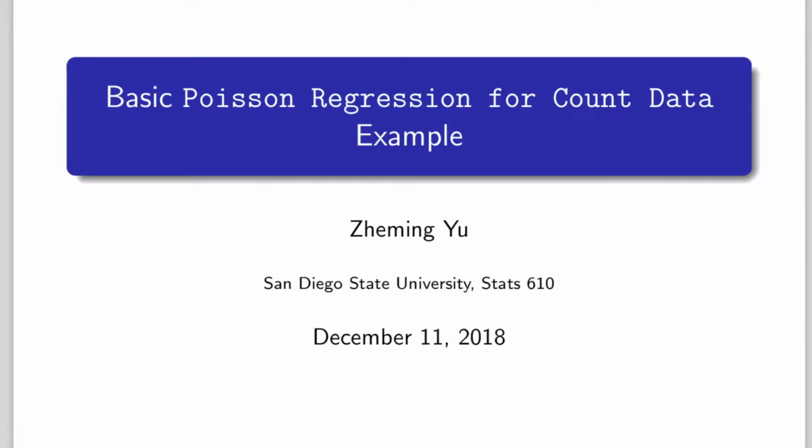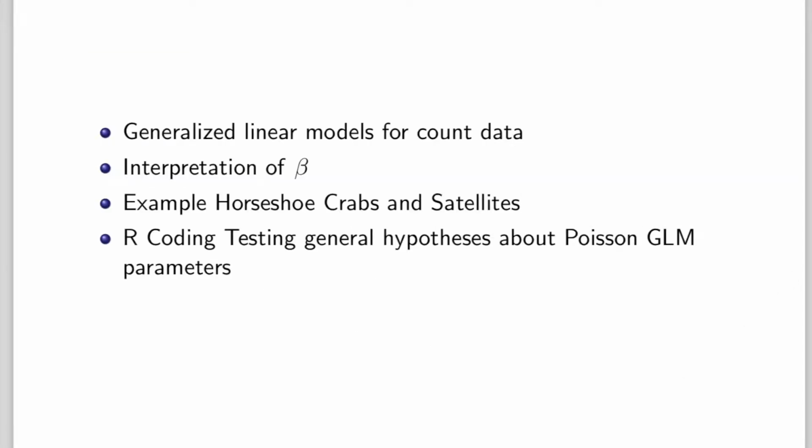Hi everyone. In this video, I'm going to talk about basic Poisson regression for count data, and I will give an example to illustrate how to do the R coding. Our goal here is to first understand what generalized linear models, GLM, for count data under Poisson regression are, and how we interpret the beta.